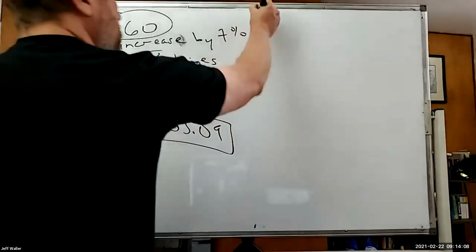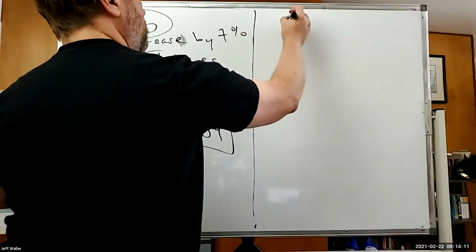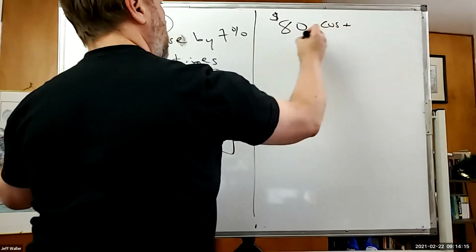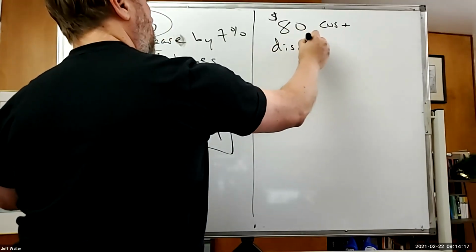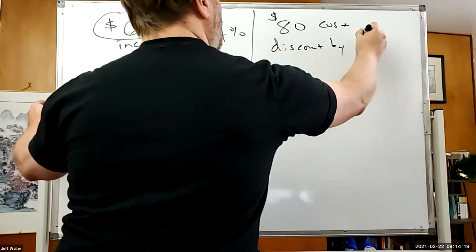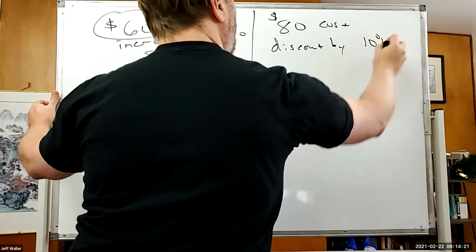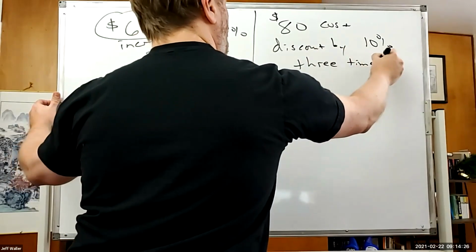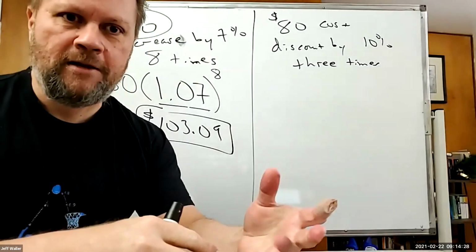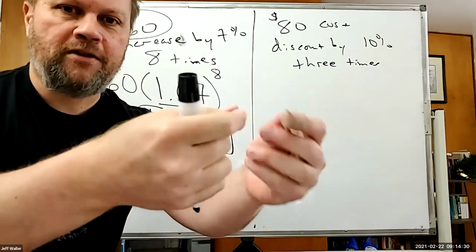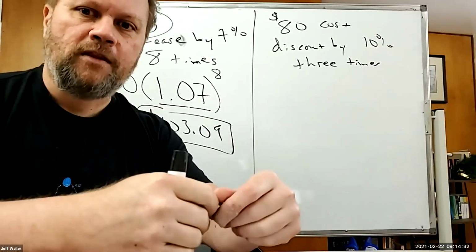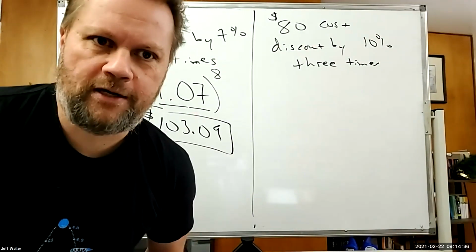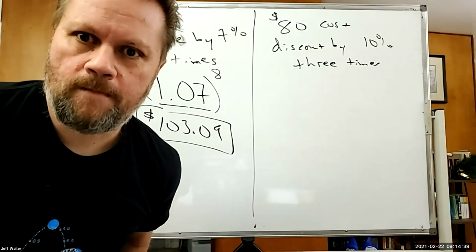What if I wanted to decrease something? So what if I had it cost $80 and they're going to discount it by 10% and they're going to do that 3 times. So a 10% discount, and then you have a coupon for another 10% off of that. And then they just give you another 10% because they like you, right? Because that always happens.